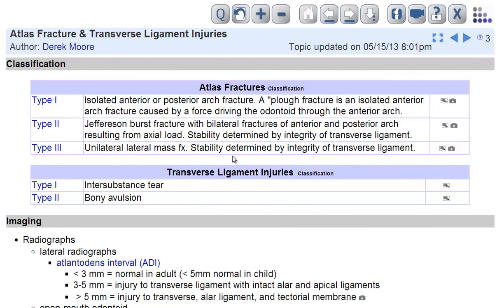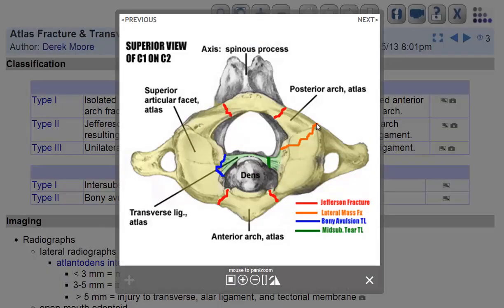Last one is type 3. This is a unilateral lateral mass fracture. So if it's unilateral, it would be here. Usually there's two fracture lines, both anterior and posterior.